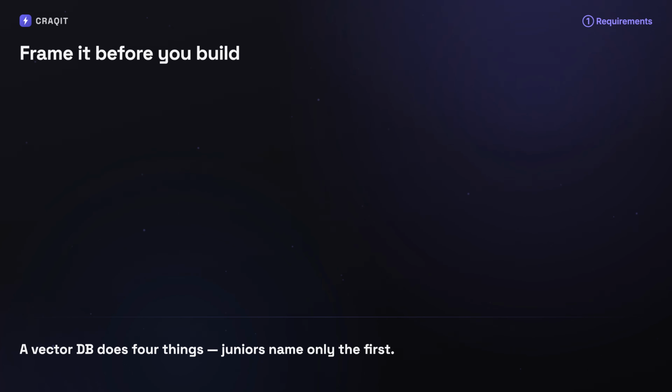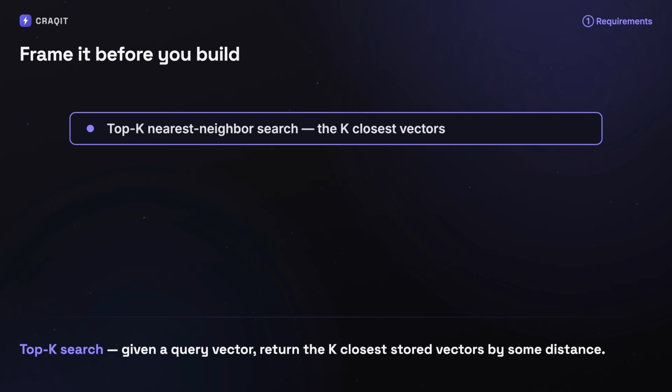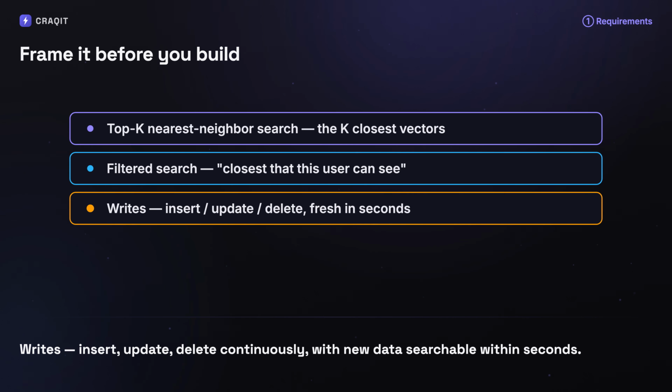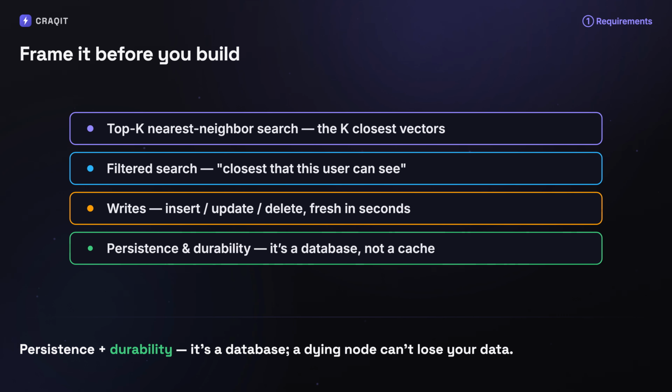Functionally, a vector database does four things, and juniors only name the first. 1. Top k nearest neighbor search. Given a query vector, return the k closest stored vectors by some distance. 2. Filtered search. The same, but constrained by metadata, closest that this user can see. And hold that thought, because it's the secretly hard part. 3. Writes, insert, update, and delete vectors continuously, with new data searchable within seconds. 4. Persistence and durability. This is a database, not a cache. It can't lose your data.